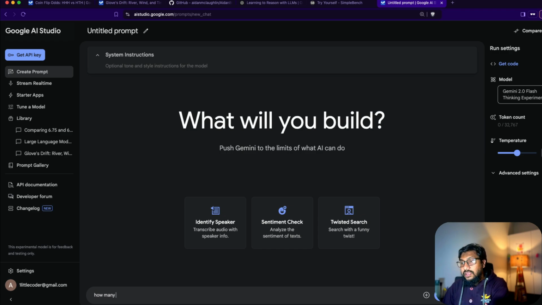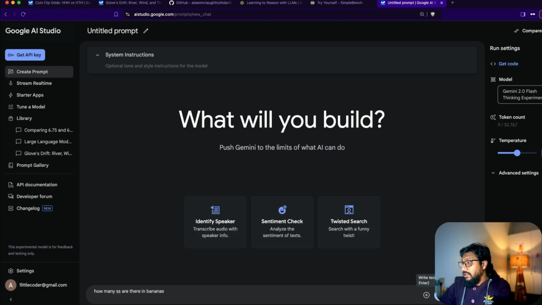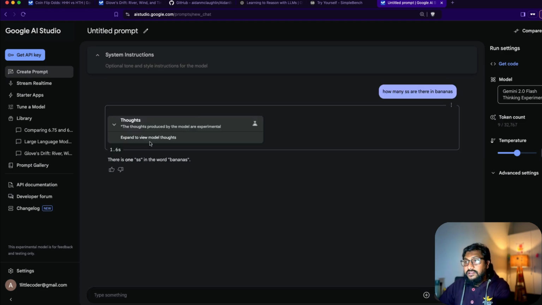How many S's are there in bananas? I'm intentionally not adding the apostrophe, just to say SS for it to understand. I'm just looking for SS. So let me send this, run. It's again thinking, there is one SS in bananas.